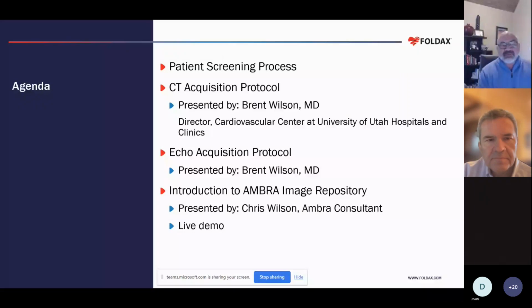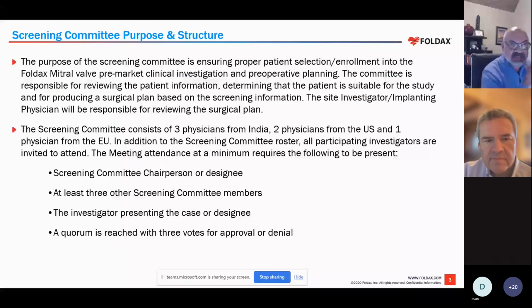The screening committee is a committee that we've been using in the India aortic experience as well, and we'll be using it here in the United States as well. The whole purpose of it is making sure we're getting the best patients selected for this study, so that we have outcomes that speak to the valve itself. We're trying to eliminate a whole lot of other confounding factors and patients that may have so many different comorbidities that it could really impact our outcomes. So the screening is all about patient selection and preoperative planning, to know the appropriate size valve before we even get into the operating room. That's the whole purpose of that committee.